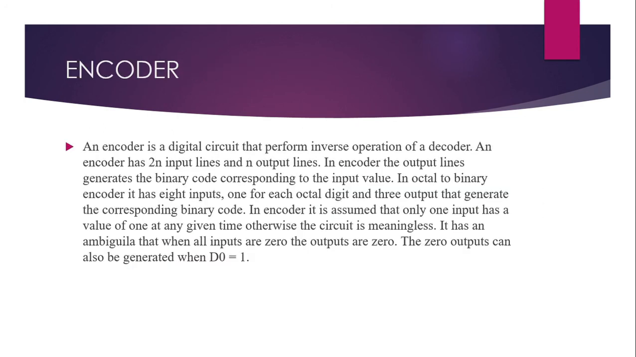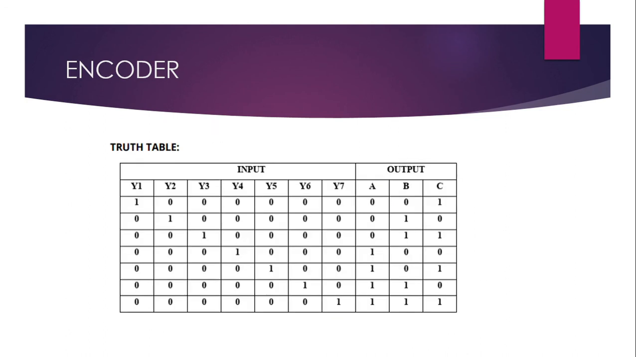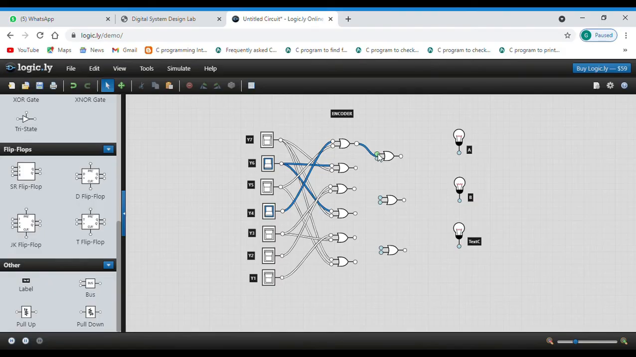Encoder is a digital circuit that performs the inverse operation of a decoder. An encoder has 2^n input lines and n output lines. In encoder, the output line generates the binary code corresponding to the input value. In octal to binary encoder, it has 8 inputs, 1 for each octal digit, and 3 outputs that generate the corresponding binary code. This is the logic diagram for encoder, and this is the truth table for encoder.